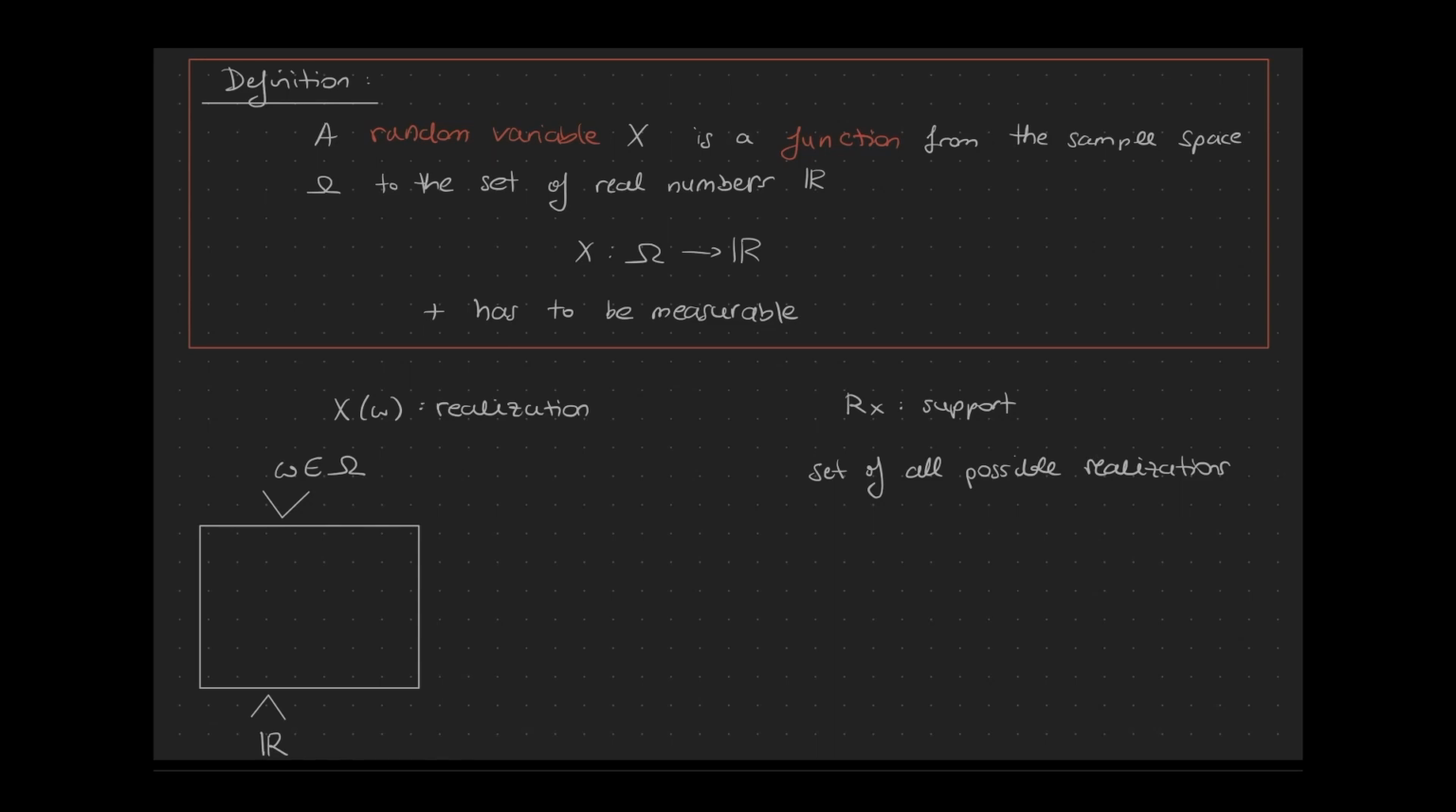So let's focus on the statement itself. So what is a sample space? A sample space is in principle the set of outcomes, right? And it maps to real numbers, and these real numbers are called realizations. So our random variable is a mapping from the sample space to the space of realizations.